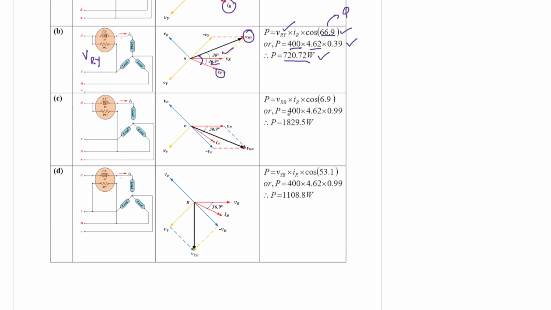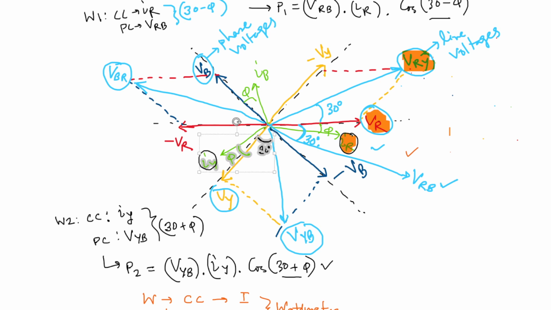Now if you go to the next case, case C, this time the current coil is the same IR, but the voltage is now VRB, which is equal to 400 volt. IR is equal to 4.62, which we have measured previously. Now what about the angle? Let us check VRB and IR. Where is VRB? VRB is this.